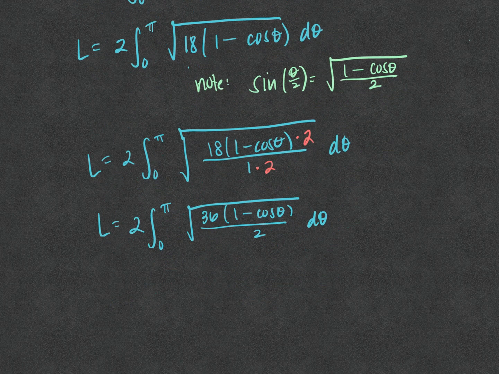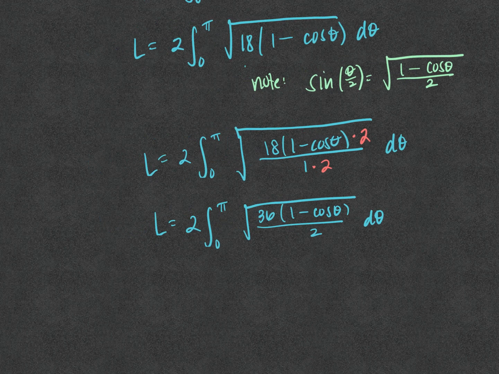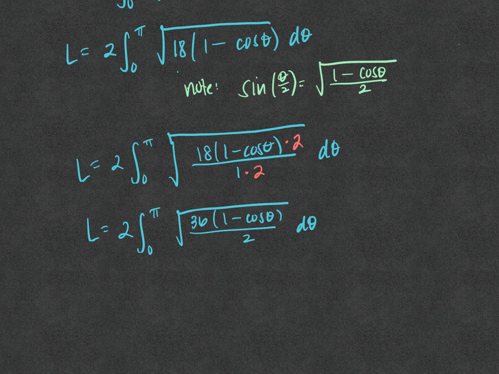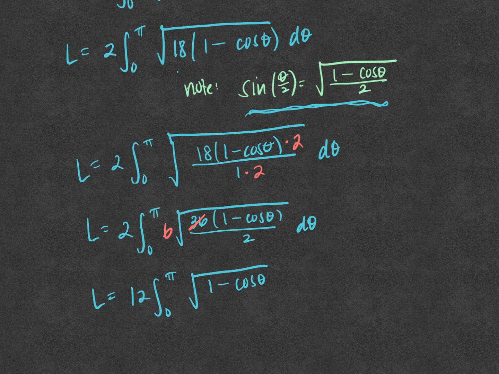Now if you look at this identity here, I need to keep the 2 in the square root. So let's take the square root of 36 and pull this out to be a 6. So I'm going to move that to the front with the 2 to be a 12. So we have 12, the integral from 0 to pi, the square root of (1 minus cosine theta) all over 2 d theta.